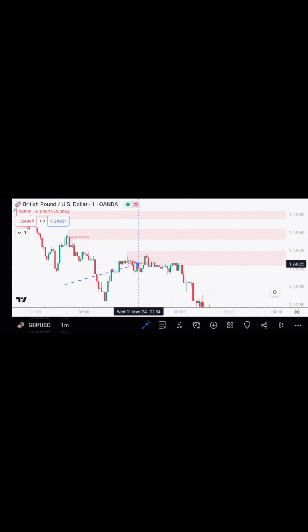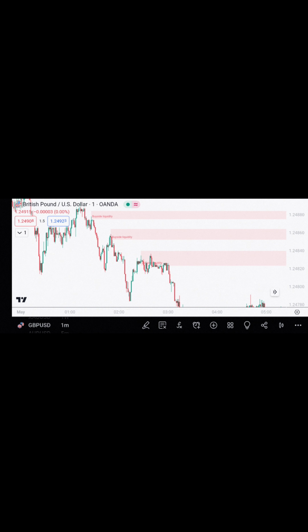So after it created this zone, price went back down, then tapped into that zone again. So immediately price taps into that zone, what do we do? We take a sell from that zone. If you miss that, look at another entry right here. You can see that. Then boom, we go.